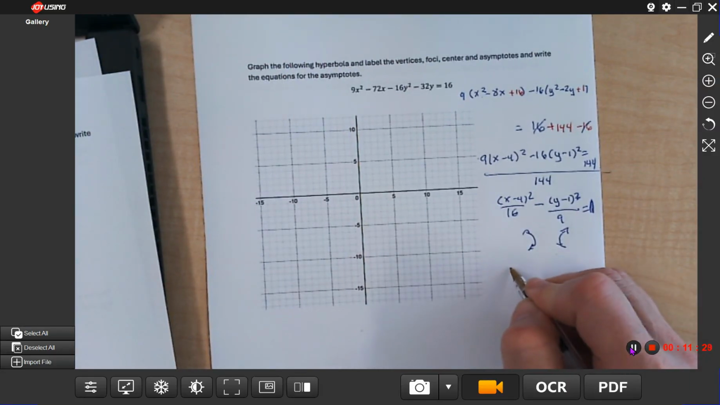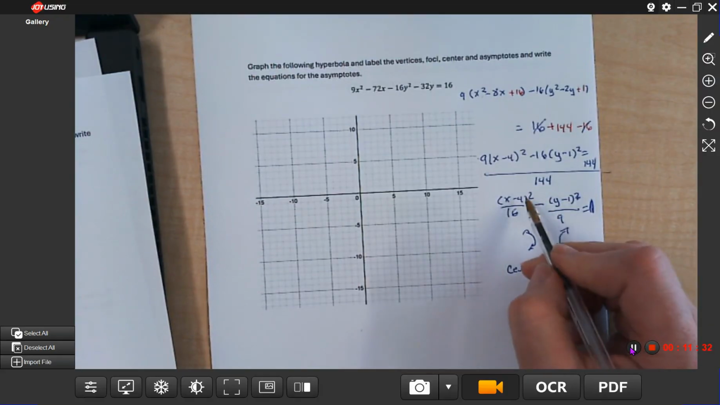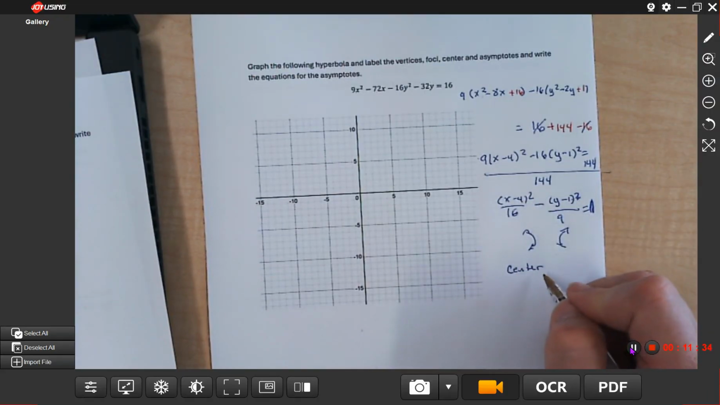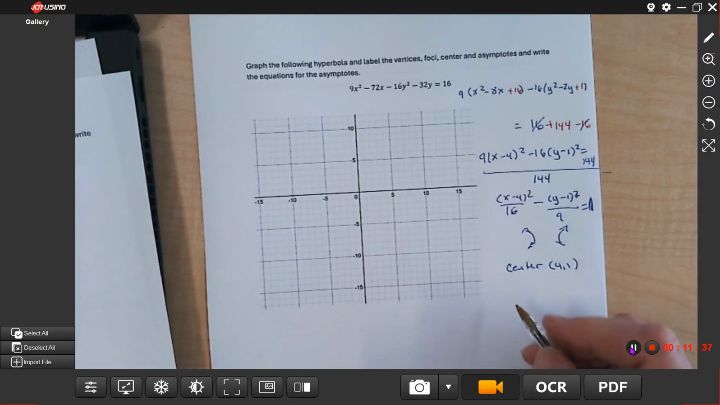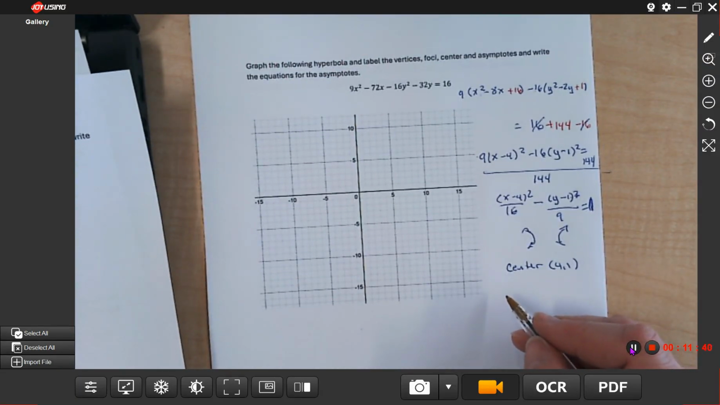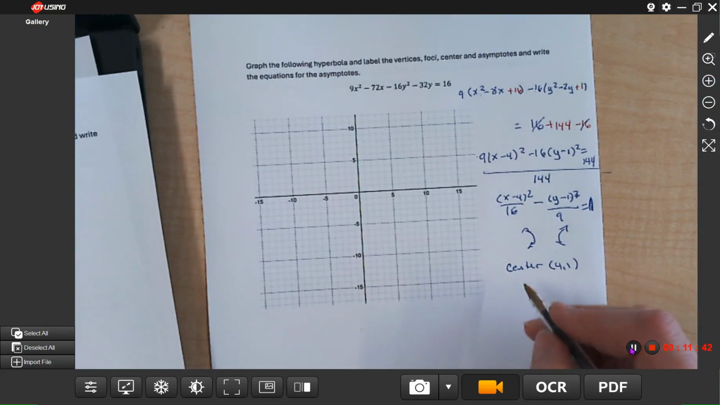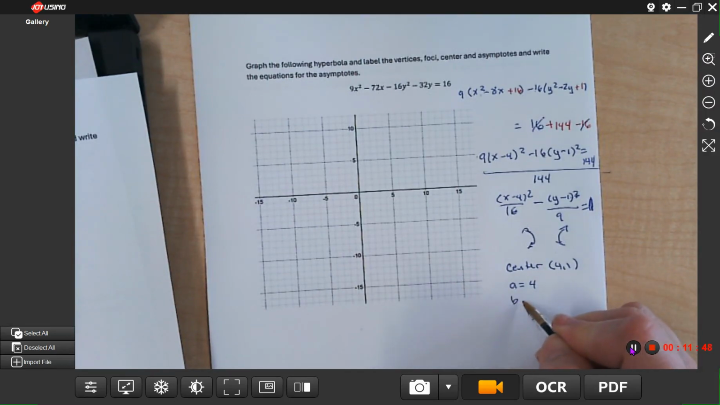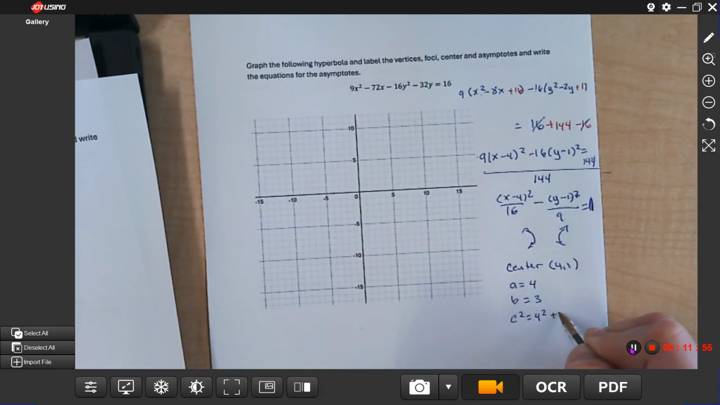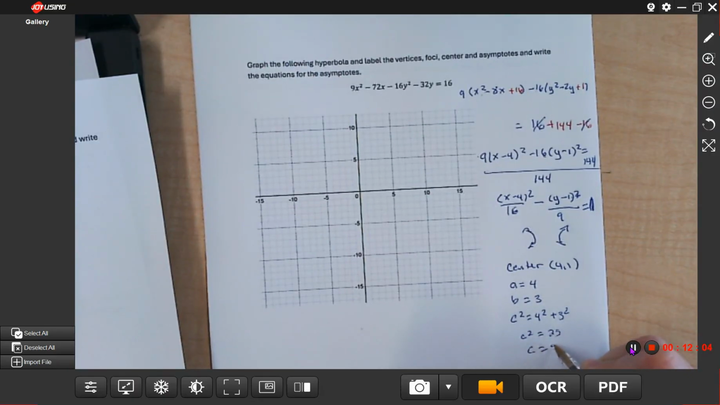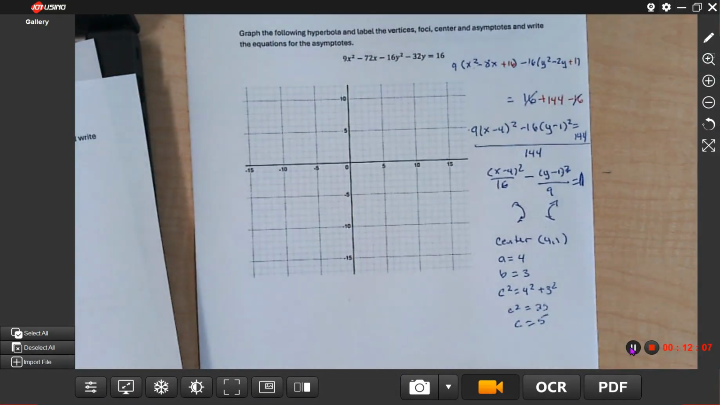So let's write down all the things that we know. The center (h, k) is going to be (4, 1). Then let's identify a and b. a is the square root of 16, so 4, and b is the square root of 9, so 3. Might as well find c while I'm at it. c squared equals 4 squared plus 3 squared, so c squared is 25, so c is 5. Okay, so now we know all of those things.